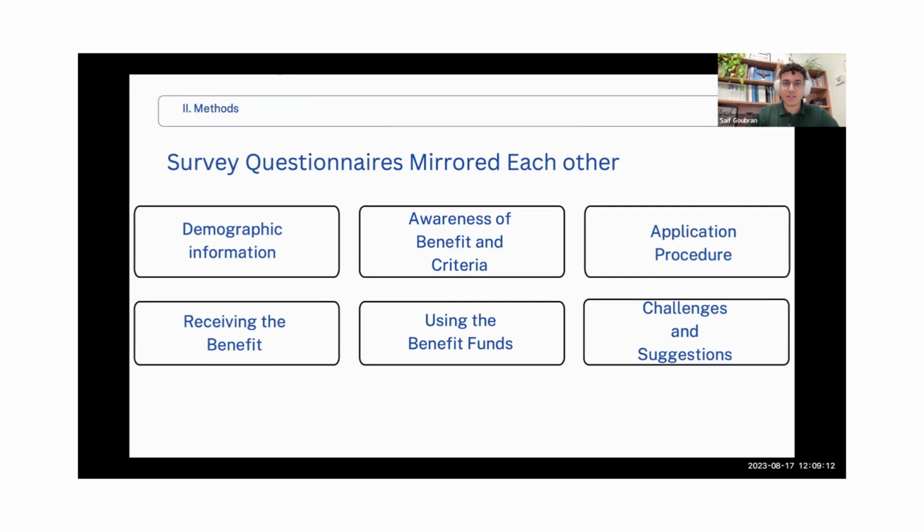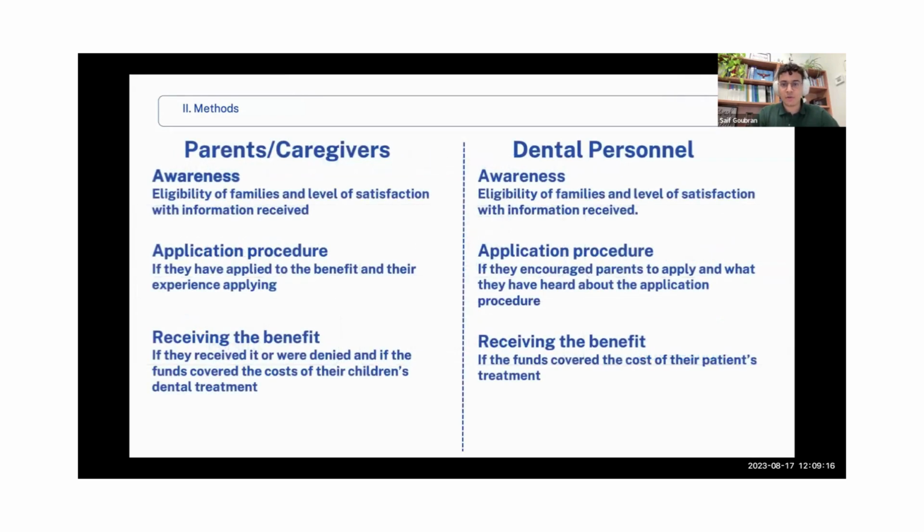And you'll see why that's going to be really useful once we get to the results section. Taking a look at the kind of questions that we asked in the results. For the awareness section, we asked just about the same questions for both parents and caregivers and dental personnel. We inquired about eligibility criteria and individuals' satisfaction level with the information that they received.